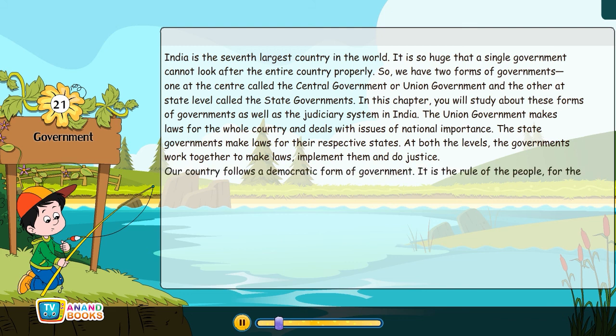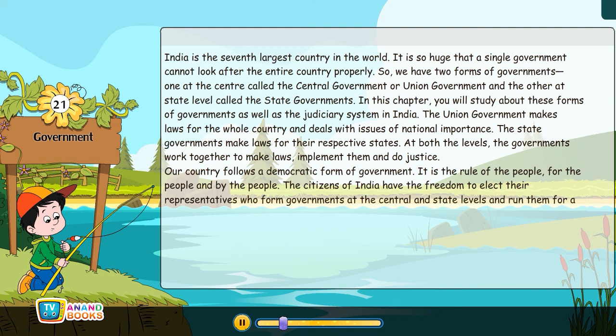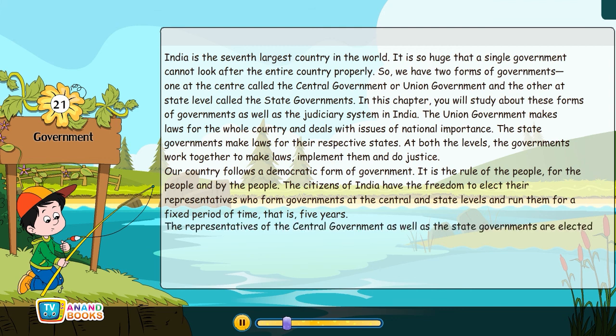Our country follows a democratic form of government. It is the rule of the people, for the people, and by the people. The citizens of India have the freedom to elect their representatives who form governments at the central and state levels and run them for a fixed period of time, that is, 5 years. The representatives of the central government as well as the state governments are elected after every 5 years.